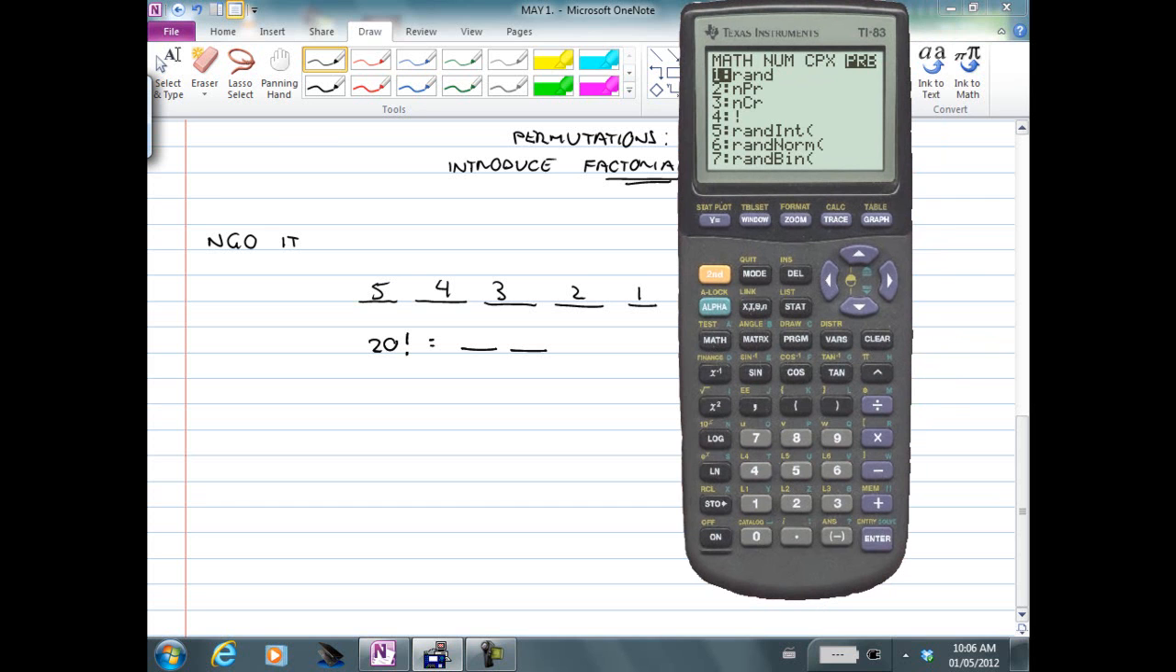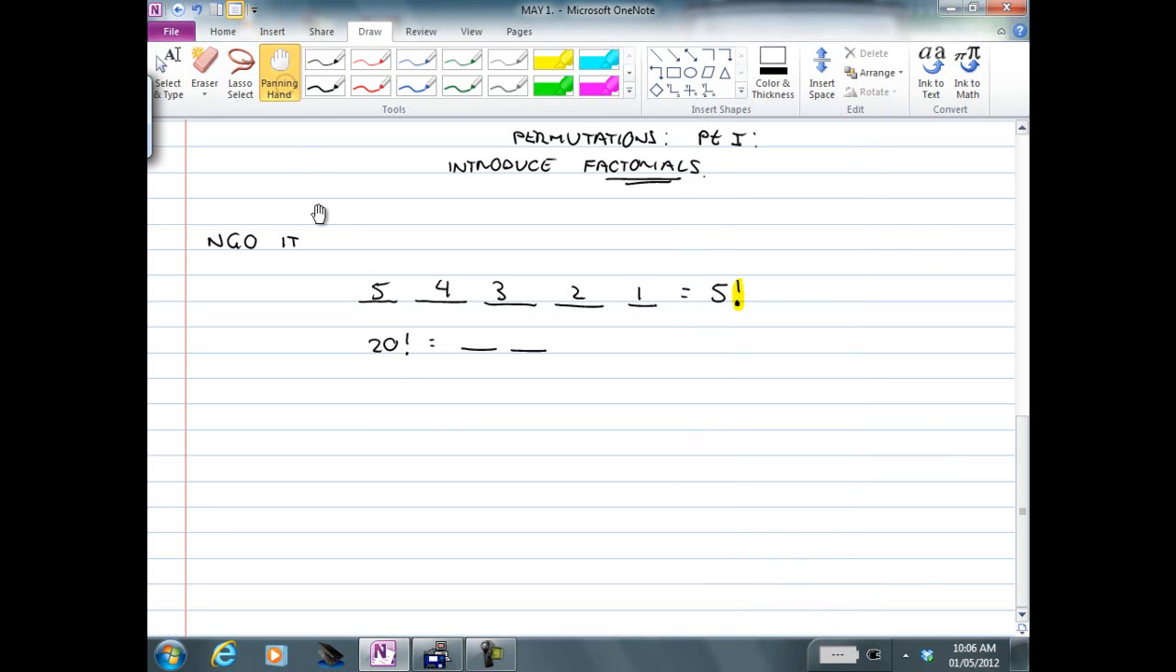Right there. You should be at the screen. PRB. Got it. And there's a little exclamation mark right there. That's your factorial. Hit enter, and then hit enter again. And it gives you 2.4 times 10 to the power of 18, which is some insane number. Okay? So this is how we use a factorial button. But let's give you some more practice with this.